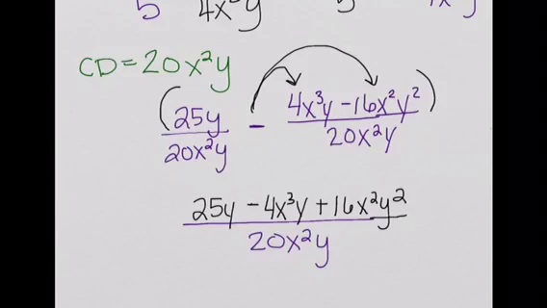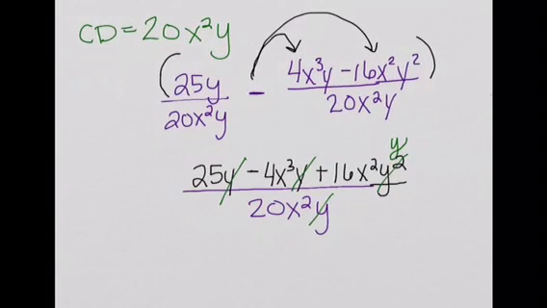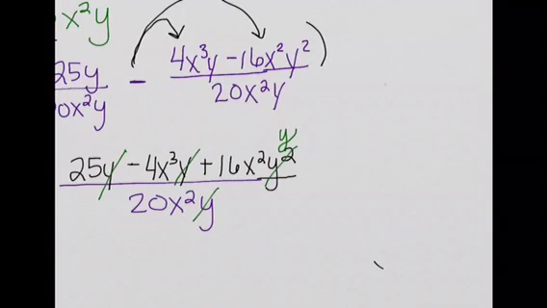The final step is to simplify. 4, 25, 16, and 20 have nothing in common. All four things do not share an x, but all four things do share a y. So I'm going to go through and cancel out a y from every single term. It is the exact same thing as undistributing a y in the top and then canceling it with the bottom. So my final answer is going to look like this.